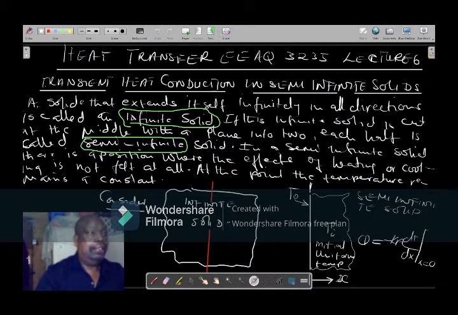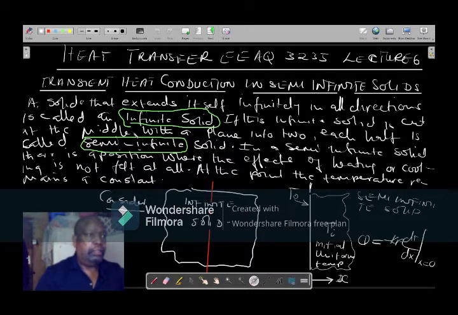Hello students, and welcome to this sixth lecture of the heat transfer course EEAQ 3235. Today we are going to have a look at transient heat conduction in semi-infinite solids.